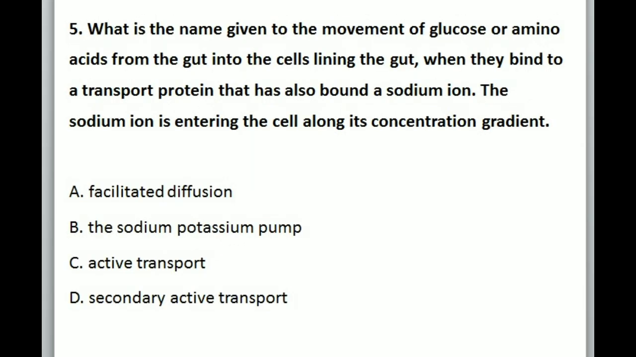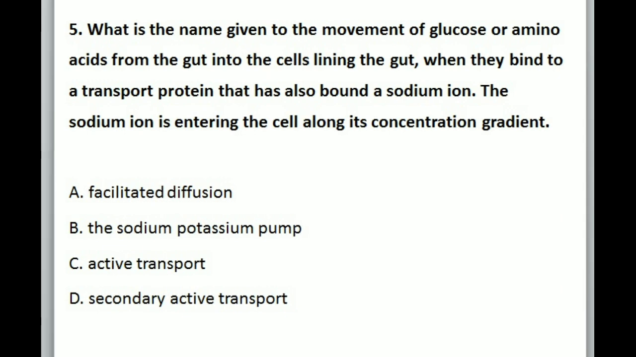5. What is the name given to the movement of glucose or amino acids from the gut into the cells lining the gut when they bind to a transport protein that is also bound to a sodium ion? The sodium ion is entering the cell along its concentration gradient. Answer is D. Secondary active transport.